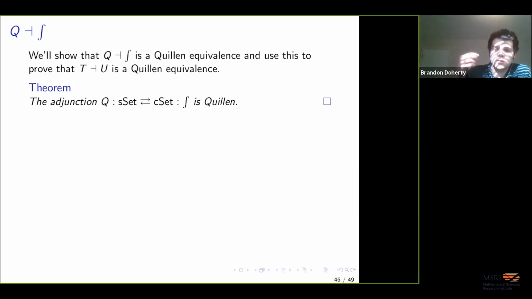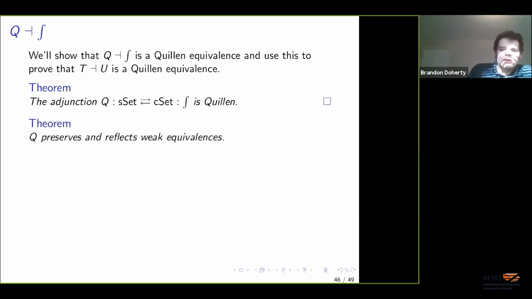So if you take Q of an inner horn inclusion, you can show that what you get is a pushout of an inner open box inclusion. Right, and so the next thing we'd want to show, to show that this is a Quillen equivalence, is that the left adjoint Q preserves and reflects weak equivalences.